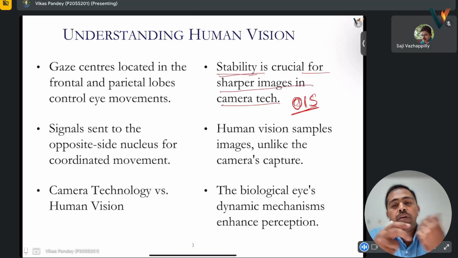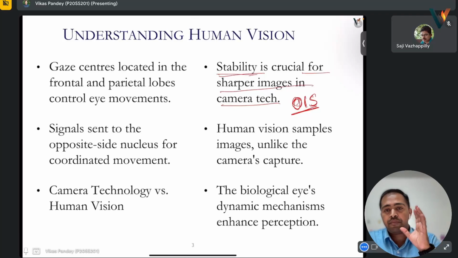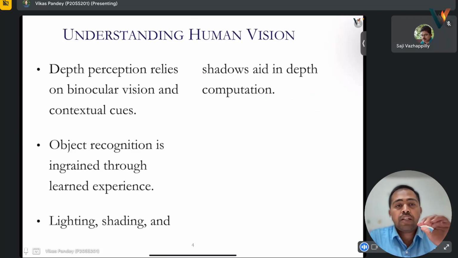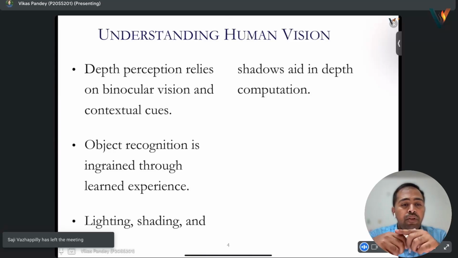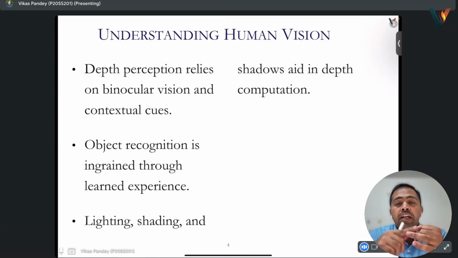The eye's mechanism is not just about capturing. We have perception and other very complex things going on beneath that, with a lot of features, so we understand a lot just by seeing. Depth perception relies on binocular vision: since we have two eyes, we can understand depth and distance. Object recognition is done by our brain: we see something, and after some time we see the same thing and are able to recognize it.